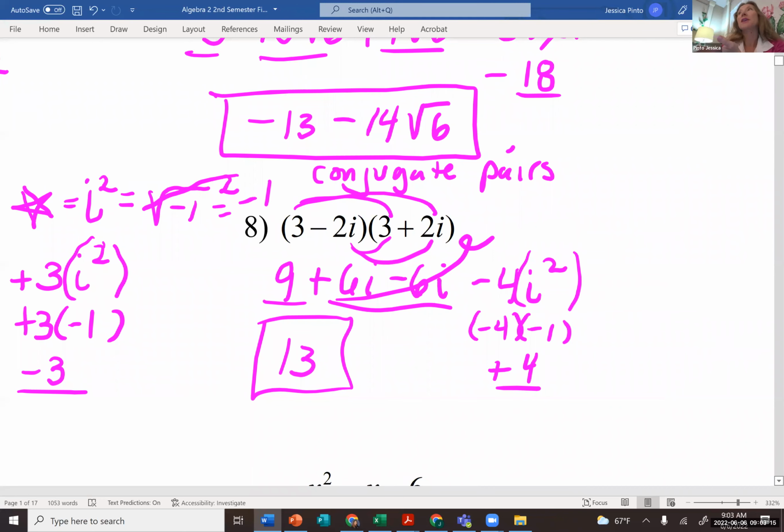So with conjugate pairs, we expect that pattern to result where we end up getting a cancellation of the middle terms. Let's take a look at problem number 9.